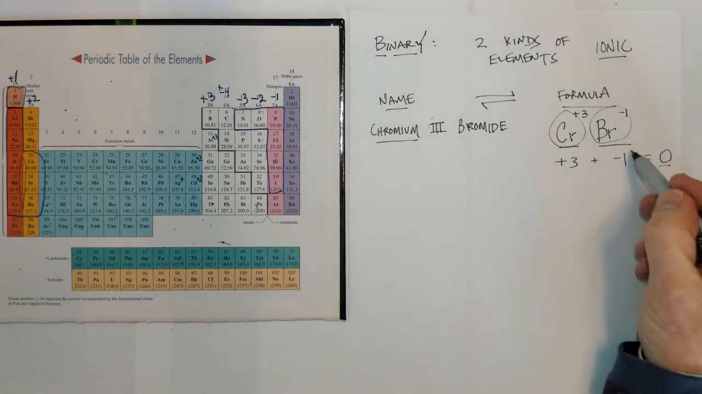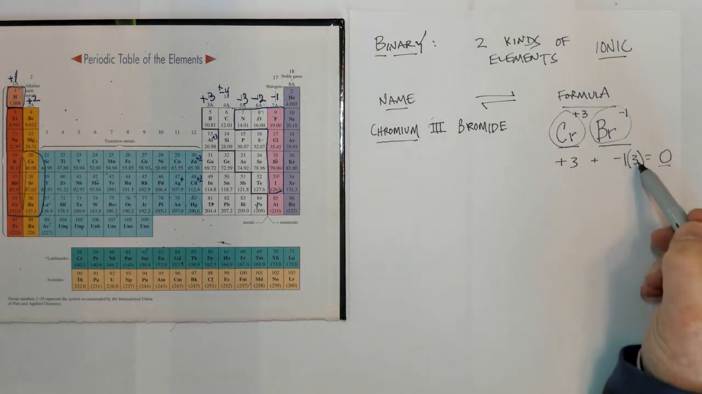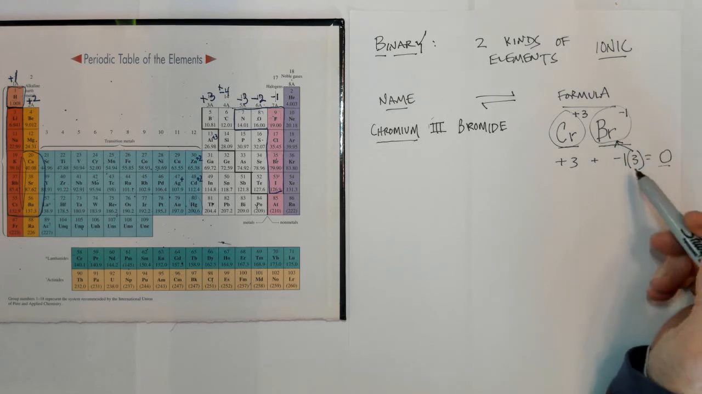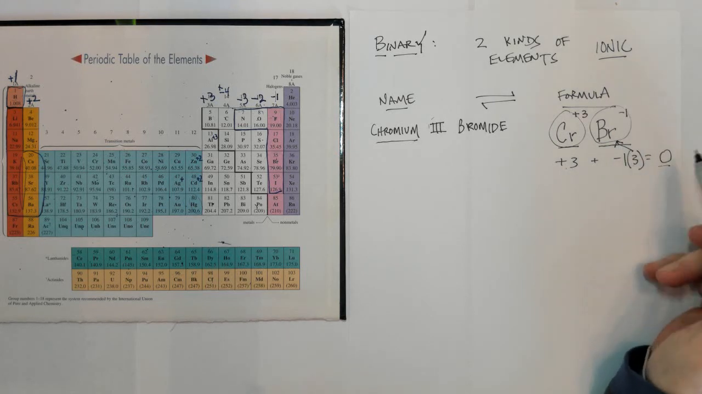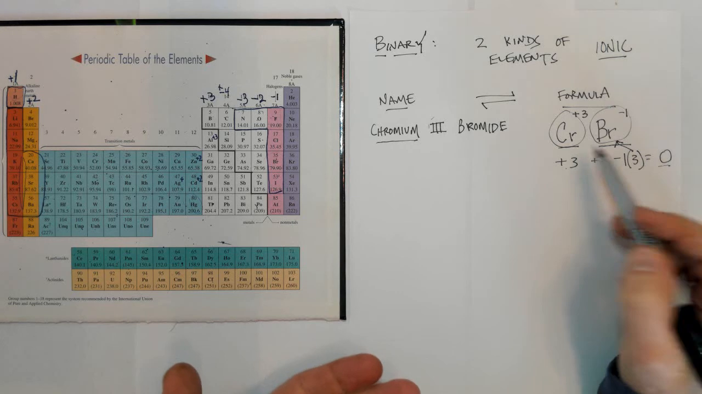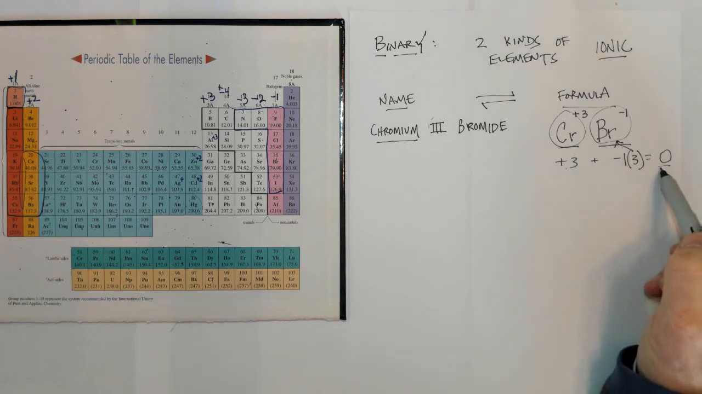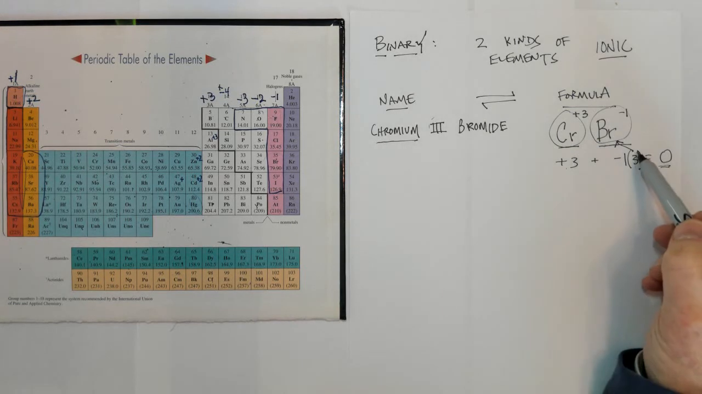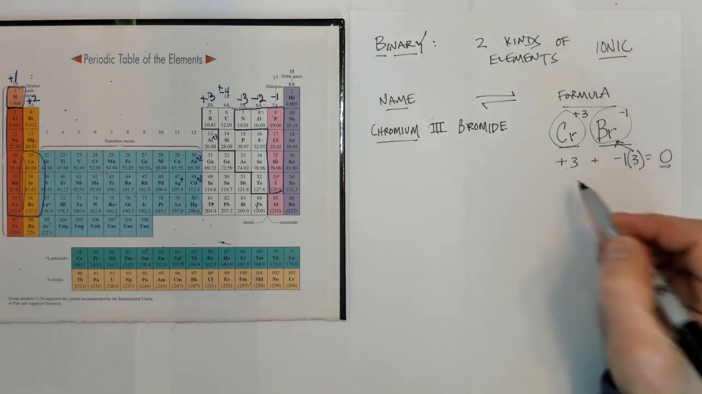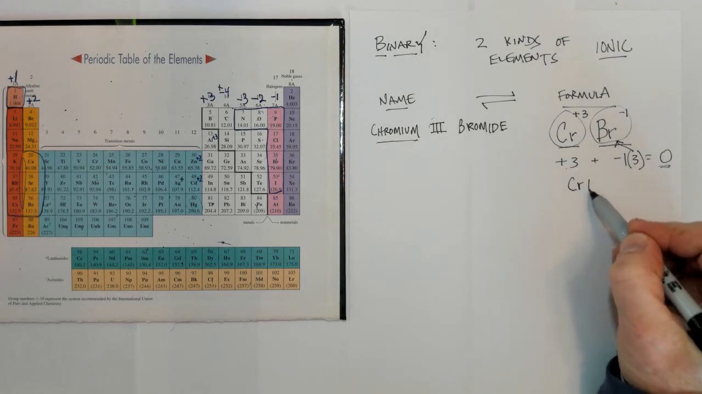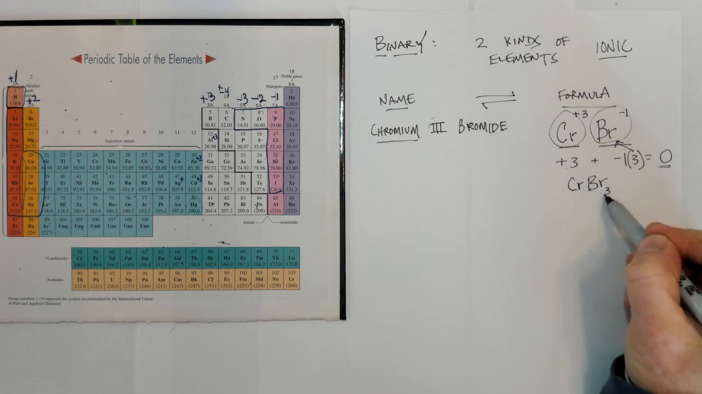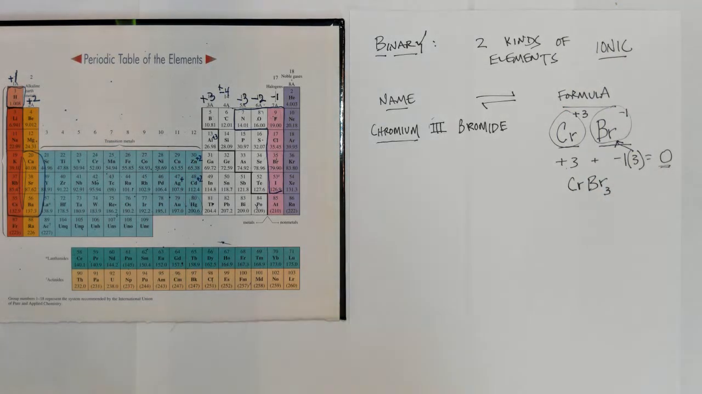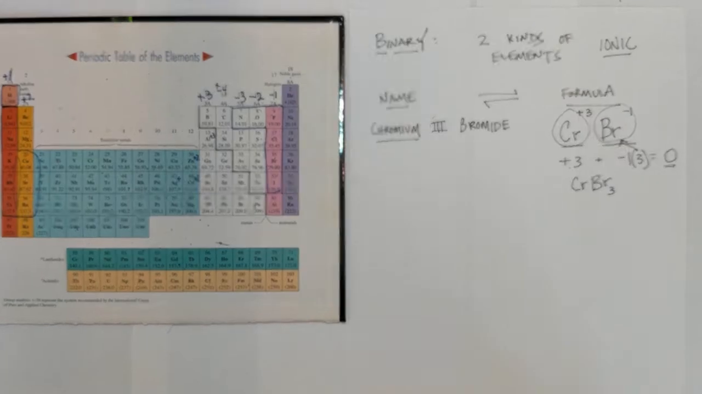As a matter of fact, if I had 3 of these -1 charged bromines, I would now have positive 3 plus -3, and I would be an even number, or I would be zeroed out, or I would have a neutral compound. The way to indicate that there are 3 of these is to write the formula CrBr with a little 3 down below it, indicating that 3 bromides exist.